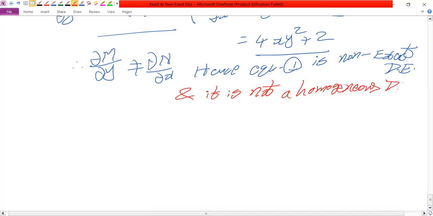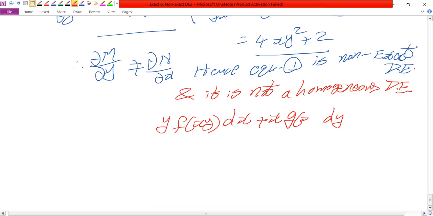If it is not homogeneous, then we have to check whether it is in the form of type 2 or not. What is the general form of type 2? y f of xy dx plus x g of xy dy equals 0. The dx coefficient must have y, and the dy coefficient must have x, times a function of xy. Let us check whether it is in this form.